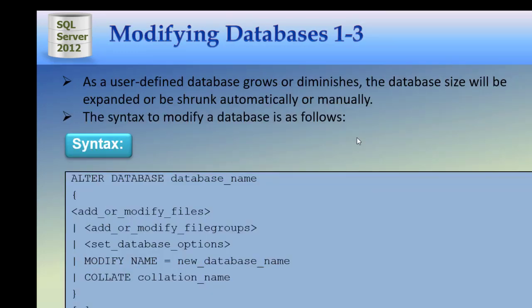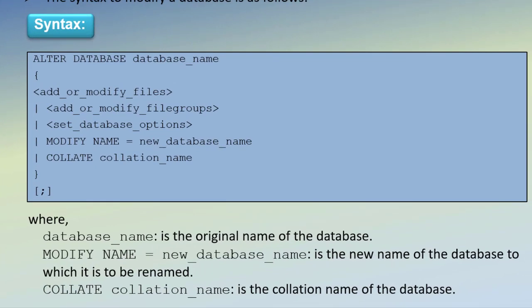Modifying or making changes to databases. Now, as a user-defined database grows or diminishes, the database size will be expanded or shrunk automatically, or of course you can still do this manually. And the syntax to modify a database is given below. So we type in alter database and the name of the database you wish to change or modify. Then you can add or modify files. You can add or modify file groups, set database options, modify the name and set it to a new name. And you can also even change the collation name. Now, the explanation of each of these is given down here.